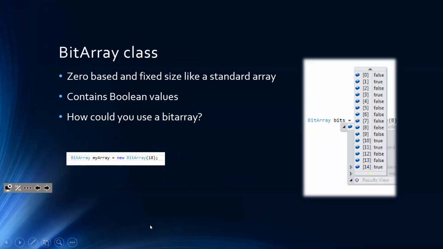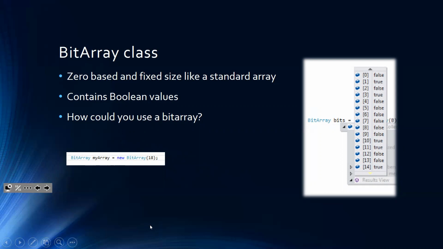All right, bit array. This is cool. A bit array, again, is zero-based. It's just a standard array, but it contains Boolean values. So it's the same as me creating an array of Booleans, but there's a special data type, a special class in C# for it called BitArray.